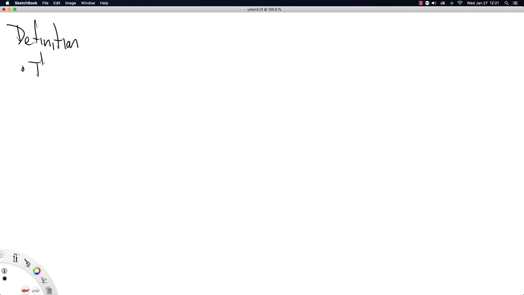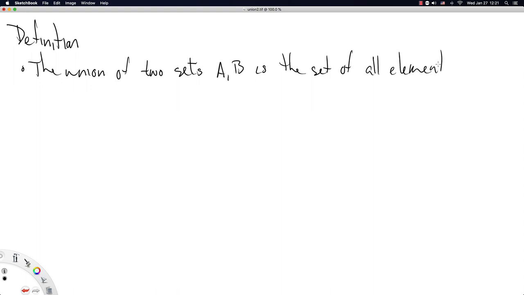Okay, so definition. The union of two sets A and B is the set of all elements that are either in A or in B. Now, or is the key word here. So if we were going to write out the union, we'd write out this U. It's actually like the upside down intersection sort of thing. So we'd say A union B.